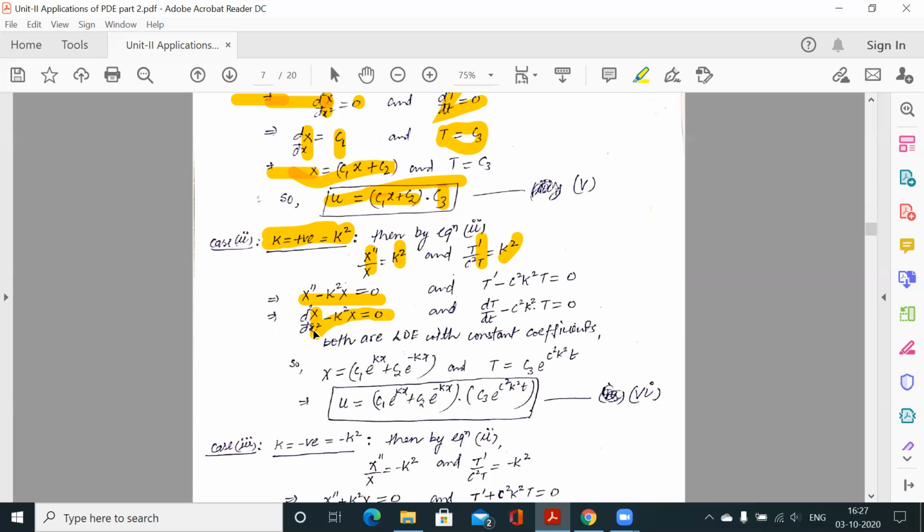We know how to solve this. We will get CF and PI. PI would be 0 because the right hand side is 0. For CF, we get the auxiliary equation, which is m square minus k square is equal to 0. In this way we get two roots, m is equal to plus k and minus k. Both are real and distinct. In that case, how to write the CF? C1 e to the power m1x plus C2 e to the power m2x, where m1 is plus k and m2 is minus k. So this is the solution of the first equation.